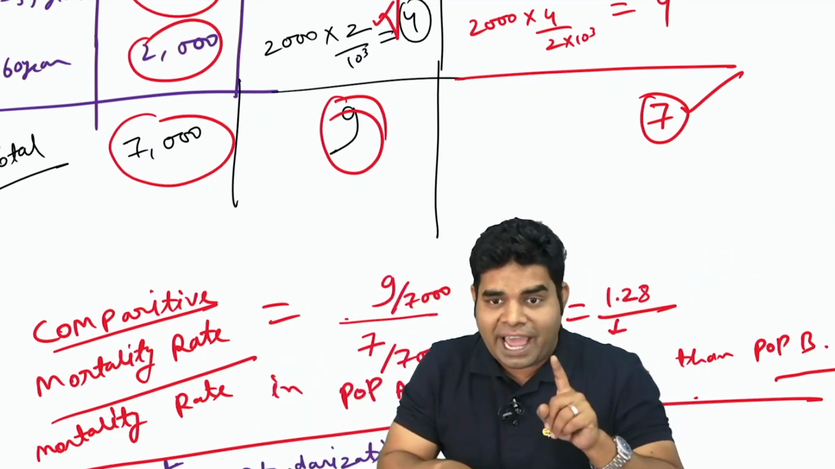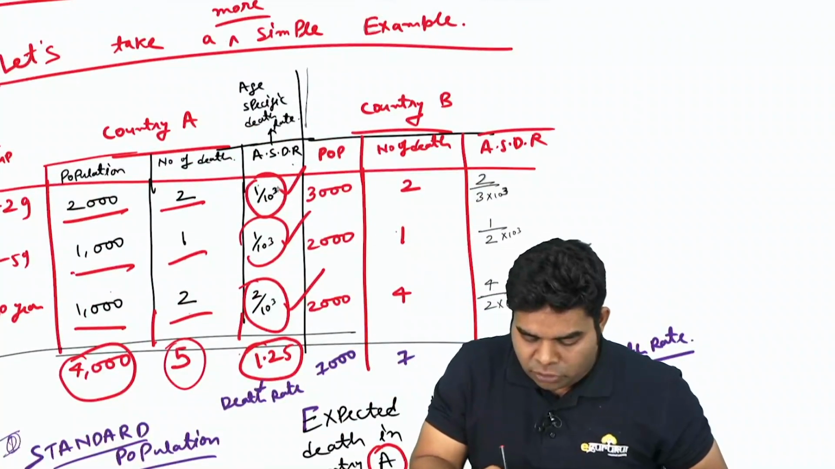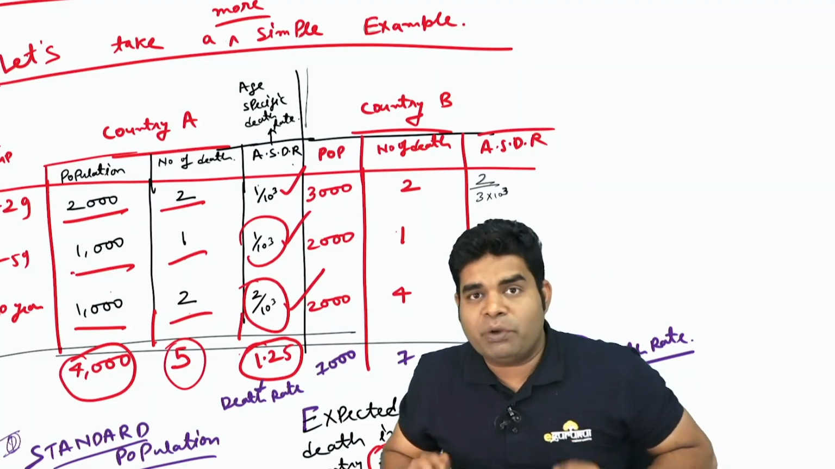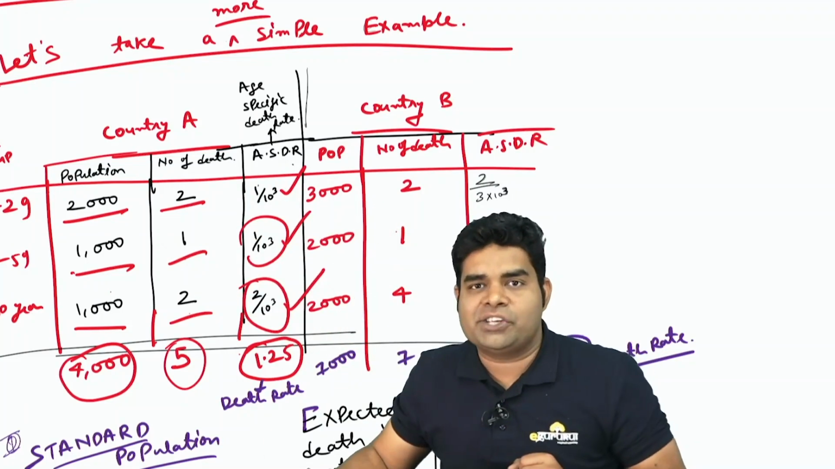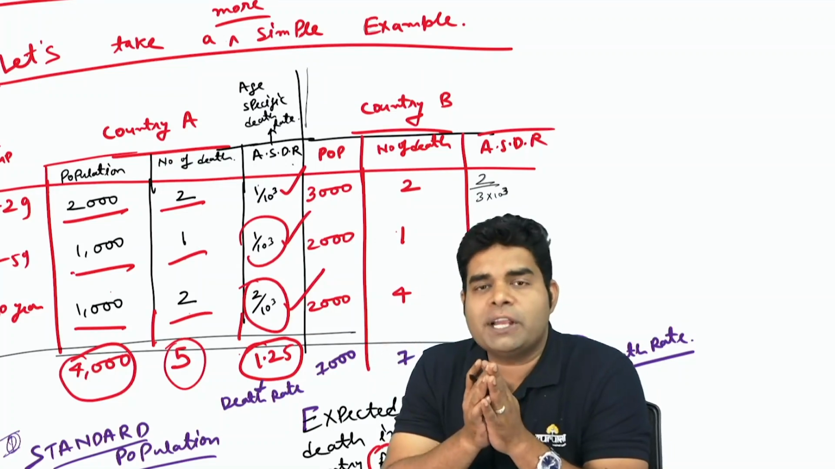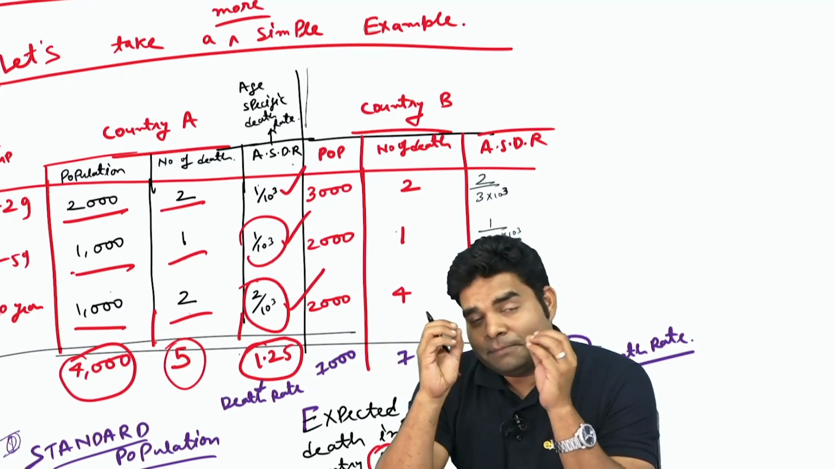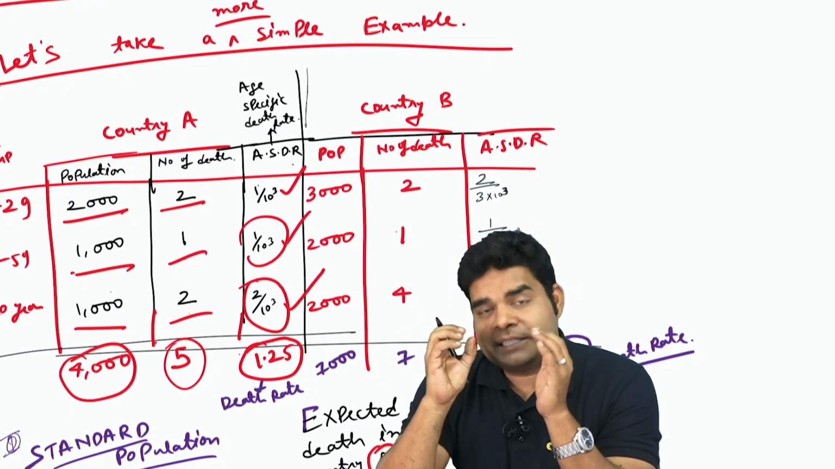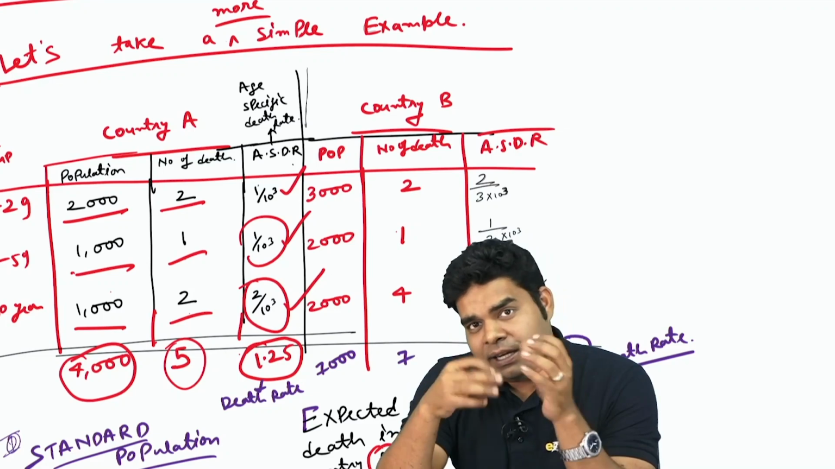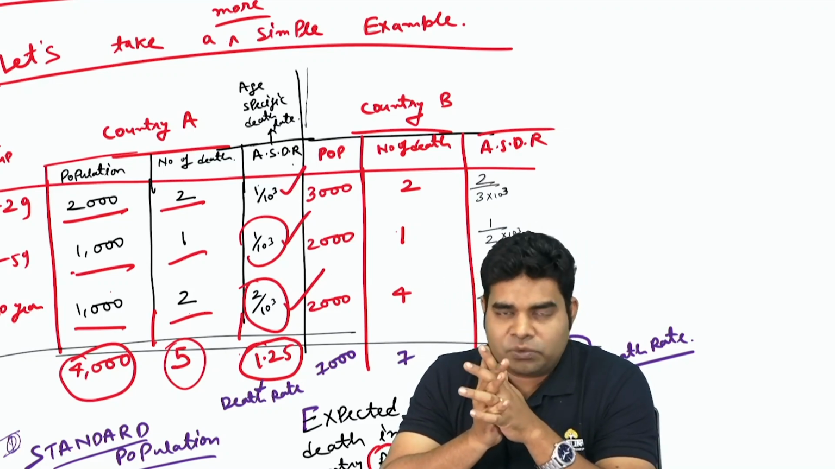When we were doing direct standardization, we were aware of the age specific death rate of both populations. But when we do indirect standardization, we do not know the age specific death rate of some specific population. Therefore, we compare the expected death and the observed death in that population, and this is done by indirect standardization.